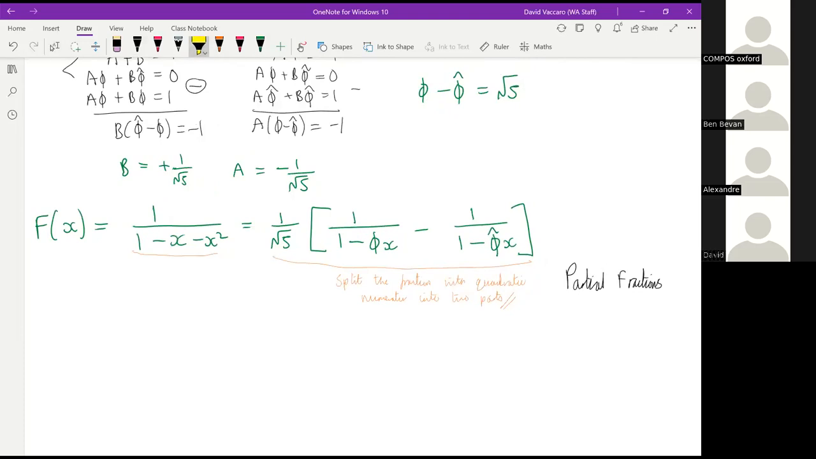Now, at first glance, it looks like I've made everything more complicated. But why can I now write down the Taylor expansions of these two parts? What is the Taylor expansion of 1 over 1 minus phi x? Where earlier on in this webinar have we seen a fraction that looks like this?